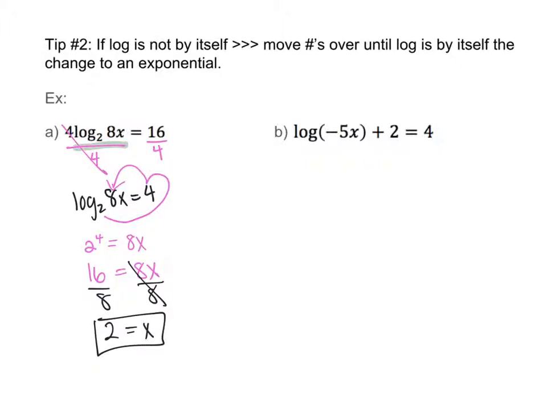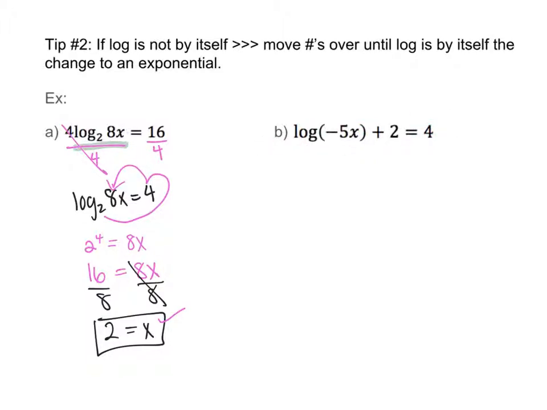We have x by itself, but hold up. Feel free to check your answer. Let's make sure that this is a valid answer here for x. So plug this 2 back in for this x. 8 times 2, 16. That's a positive number. So we're good. I'll put a little check mark there. Okay, let's take a look at this problem here.